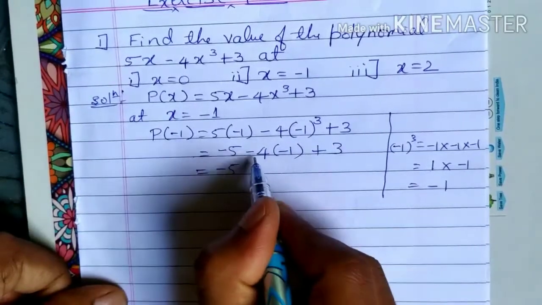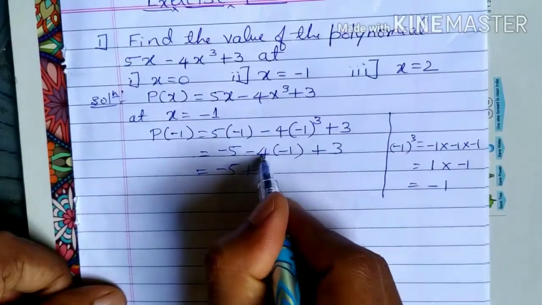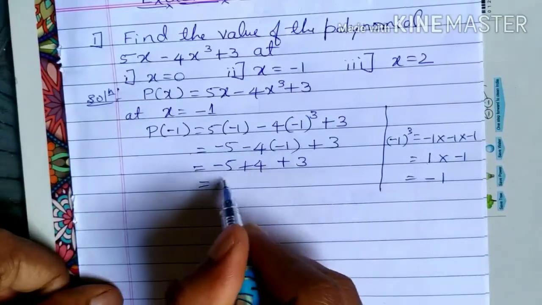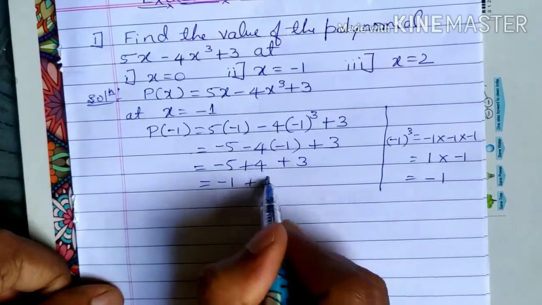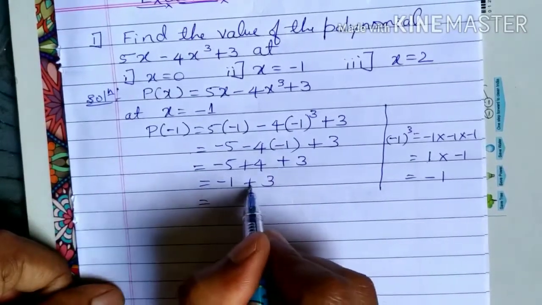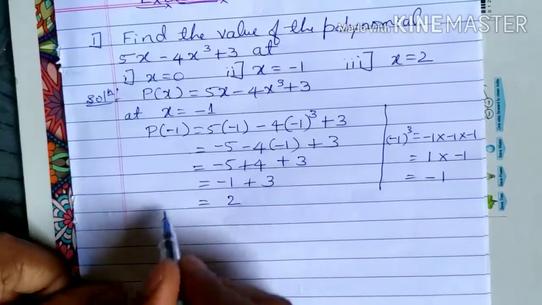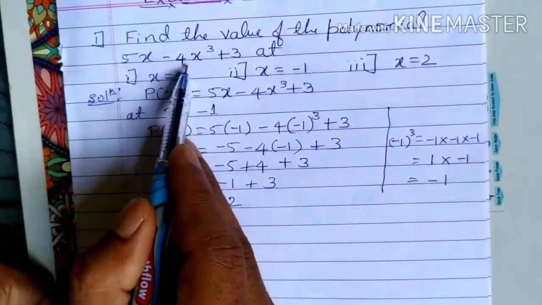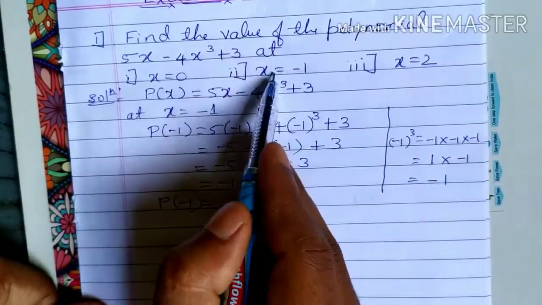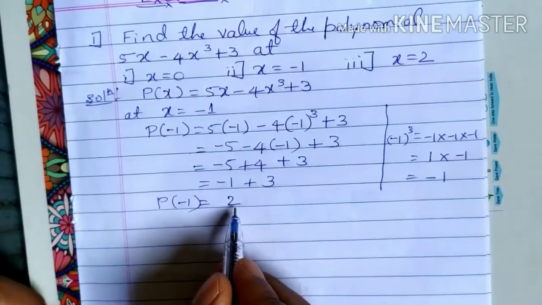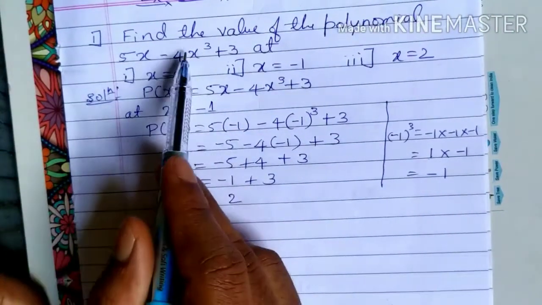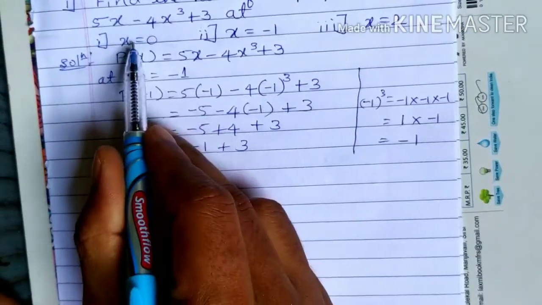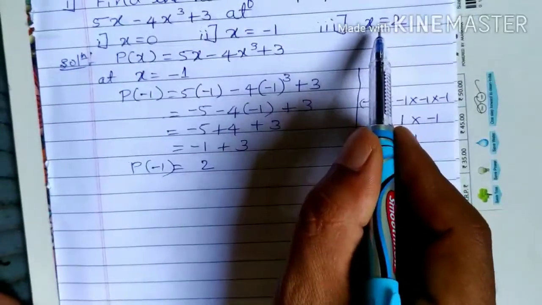Minus 5 as it is, plus 4 into minus 1, minus into minus is plus, 4 ones are 4, plus 3. That is equal to minus 5 plus 4 plus 3. Minus 5 plus 4 is minus 1, minus 1 plus 3 is 2. So p of minus 1 is equal to 2, that is, the value of polynomial 5x minus 4x cube plus 3 at x equal to minus 1 is 2. This is how you solve the given problem, finding the value of a polynomial. In the same way you calculate for x equal to 0, and also for x equal to 2.